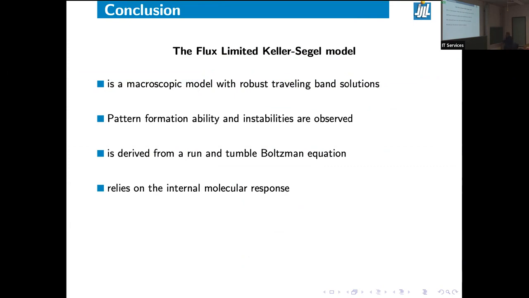The flux-limited Keller-Segel equation is a good model for explaining these traveling bands, which were observed from the 60s. All this relies on a run-and-tumble Boltzmann type equation. And the biology now is really to understand how the molecules inside the cells play a role in all this, what the pathways are. These are the modern observations.